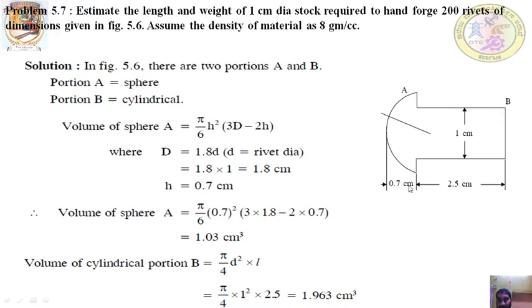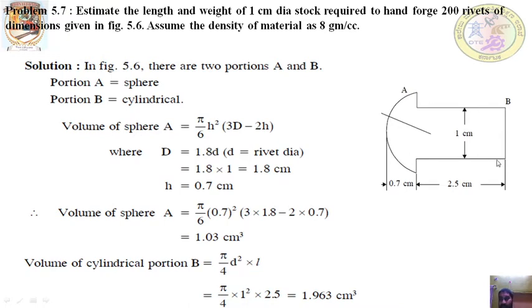the height of the sphere, that is 0.7 centimeter, and d is the diameter of the rivet, which is not given. For finding the diameter of the rivet, we have the standard formula: d equals 1.8 times the diameter of the shank. The diameter of the shank is 1 centimeter, so the diameter of the rivet is 1.8 centimeter, and h is 0.7 centimeter, which is given. So the volume of the sphere equals pi by 6 times h square, that is 0.7 squared, times (3 into d, which we have found as 1.8, minus 2h, 2 into 0.7). You will get the volume of the sphere as 1.3 centimeter cube, this portion only.